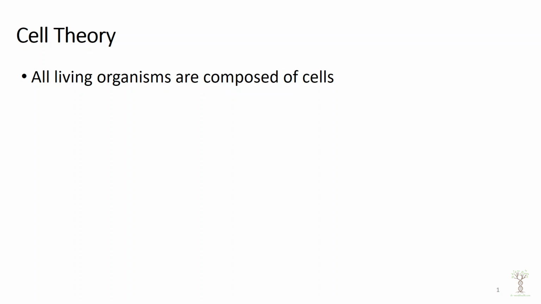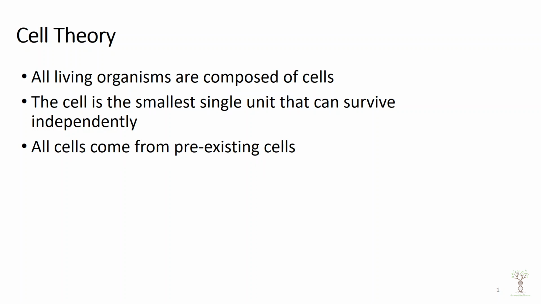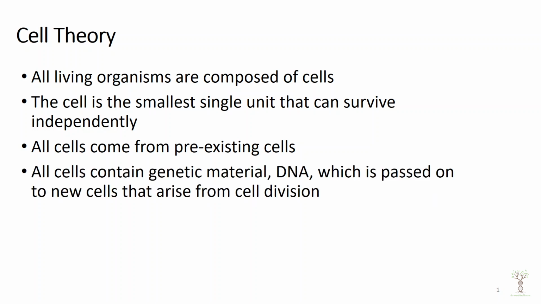Number one, all living organisms are composed of cells. The cell is the single smallest unit that can survive by itself. All cells come from pre-existing cells. Nobody really knows about the very first cell, but all the cells that exist now have to come from cells that already exist. All cells have the genetic material DNA.